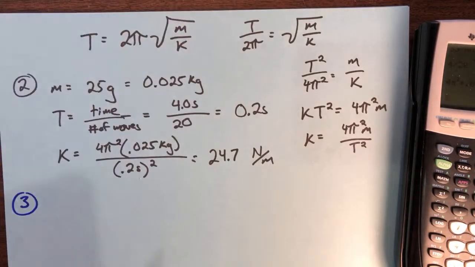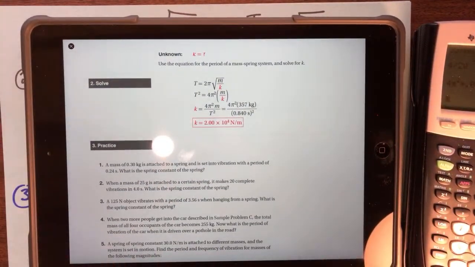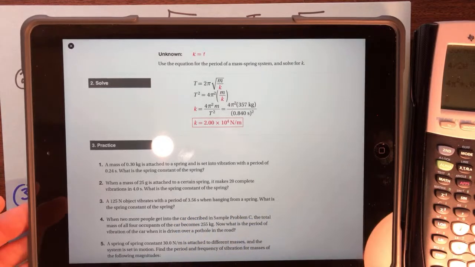Number 3, we have, in this problem, a 125 Newton object, and so right away we know that that is the weight of the object, and so we're going to need to convert that into a mass, knowing that the weight is the force due to gravity, which is mg. The 125 Newton object vibrates with a period of 3.56 when hanging from a spring. What is the spring constant of the spring?